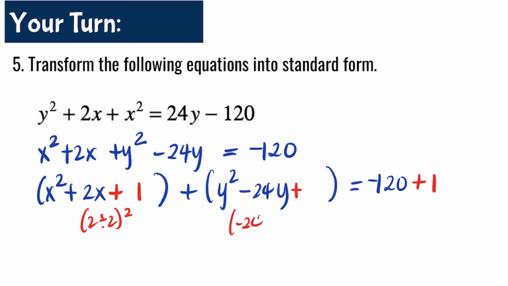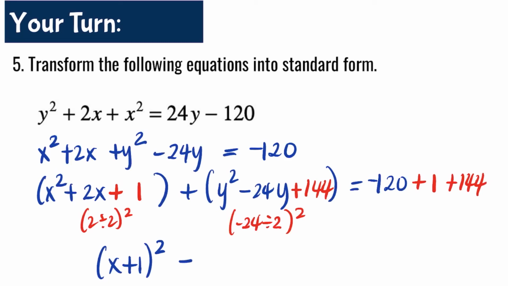Next, we need to do negative 24 divided by 2, that's negative 12. Square it, that's 144. So plus 144. Next step, we need to factor out the perfect square trinomials. X squared plus 2x plus 1 is the same thing as x plus 1 to the second power. The second group, y squared minus 24y plus 144 is the same thing as square root of 144 is 12, but we will be using minus 12. So y minus 12 to the second power is equal to 144 plus 1 is 145.